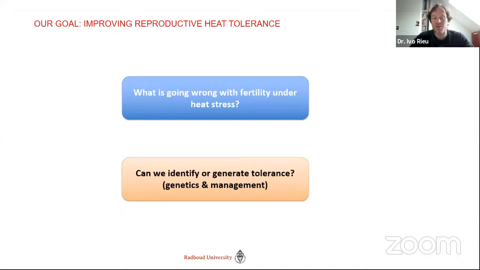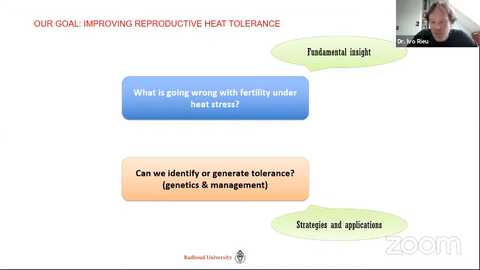And that could be by genetic means, but it could also be by management means, for example, treatment with certain chemicals. Well, you can, of course, label these things quite easily, and you would maybe say the first question is mainly going to generate fundamental insights about the mechanism, that will be published in the scientific publications, and the second one is going to deliver the strategies and the applications that we need to really solve this problem. And then, if you look at it like this, you might even say, as a breeder, well, why do we need this top question if we want to have the solution?